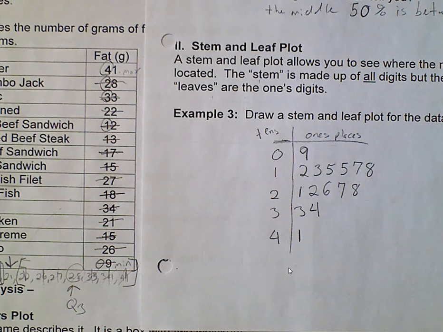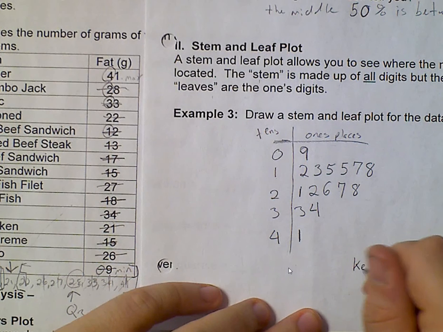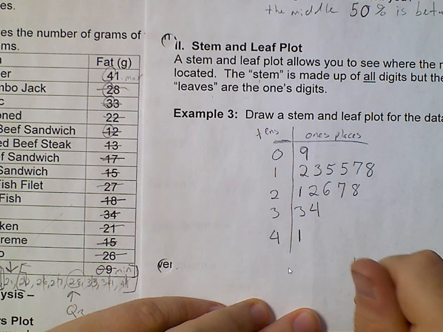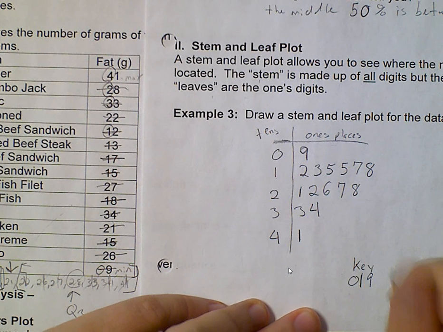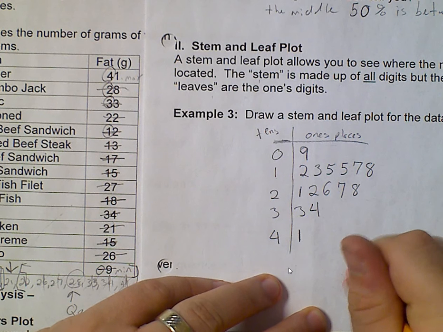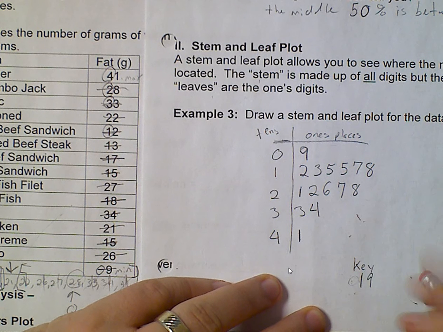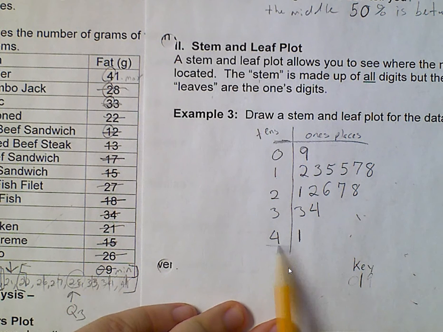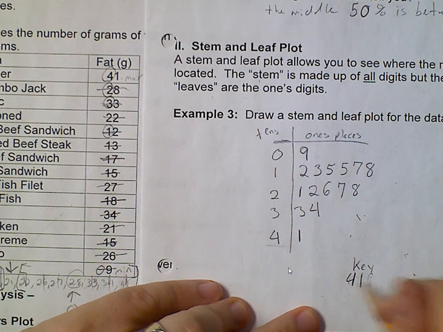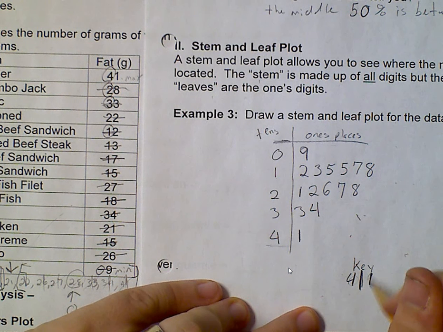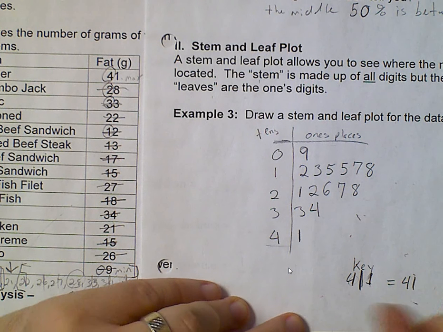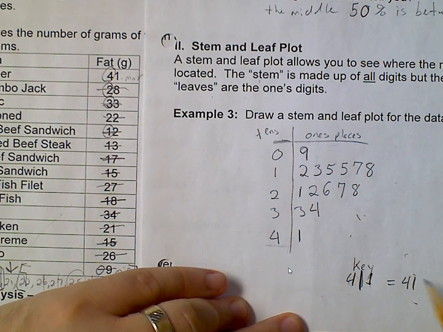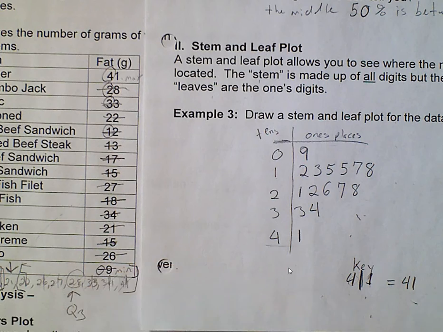And so all of my numbers are now on here, but I do need to go ahead and make a key. Let's go ahead and go with 41. I'm just going to pick this one right here to be my key. So 4 on one side, 1 on the other equals 41. And so that is my stem and leaf plot.